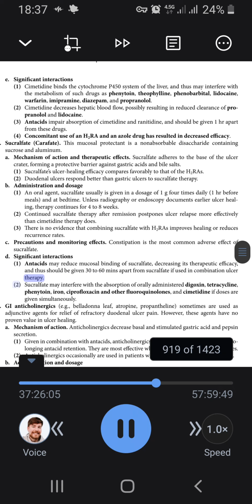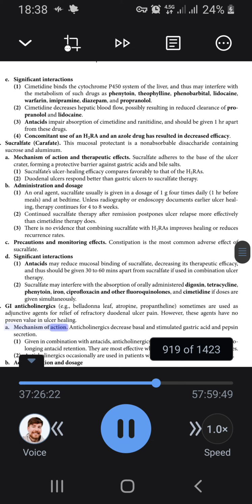2. Sucralfate may interfere with the absorption of orally administered digoxin, tetracycline, phenytoin, iron, ciprofloxacin and other fluoroquinolones, and cimetidine if doses are given simultaneously. 4. GI anticholinergics, for example, belladonna leaf, atropine, propantheline, sometimes are used as adjunctive agents for relief of refractory duodenal ulcer pain. However, these agents have no proven value in ulcer healing.